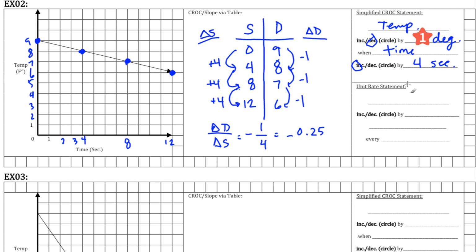And let's look at the unit rates. So that means that the temperature decreases by 0.25 degrees every 1 second. I'm just going to put second. All right, we got one more.